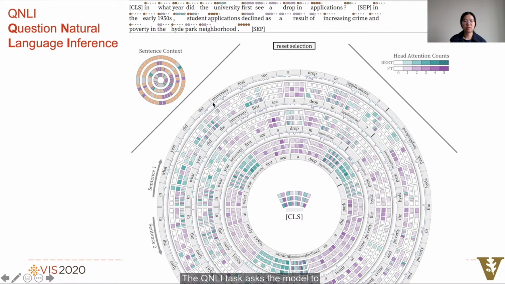The QNLI task asks the model to determine if the second sentence contains the correct answer to the question in the first sentence.